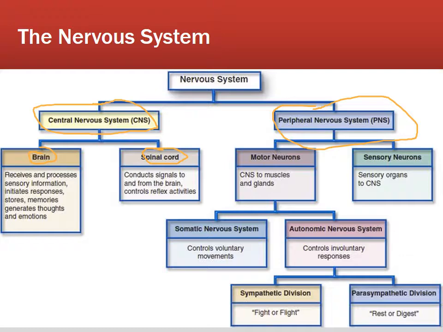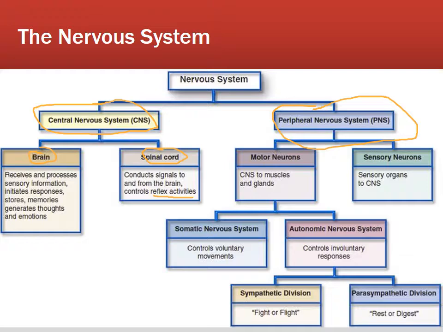Your spinal cord is what's actually going to conduct the signals to and from the brain. So it's going to receive signals from your body and send them to the brain, and it's also going to take messages from the brain and send them to the rest of your body. Okay, and it also controls reflex activities. So we're going to get more into that later on in the lesson. But anything that is a straight reflex that you're not really necessarily thinking about, your brain doesn't have time to process it, that's considered a reflex activity.